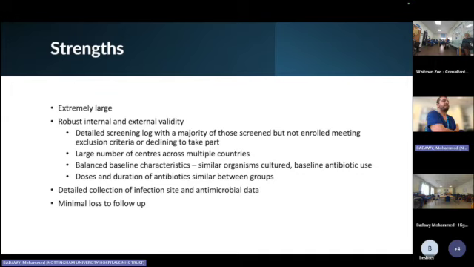The study strength: that's an extremely large study, done as a multi-center, multinational study, with robust internal and external validity, with a large number of cases, and clarification and quality checks. There is detailed collection of infection site and antimicrobial data, even for the patients who were approached and excluded from the start, why they were excluded, and there was minimal loss of follow-up.